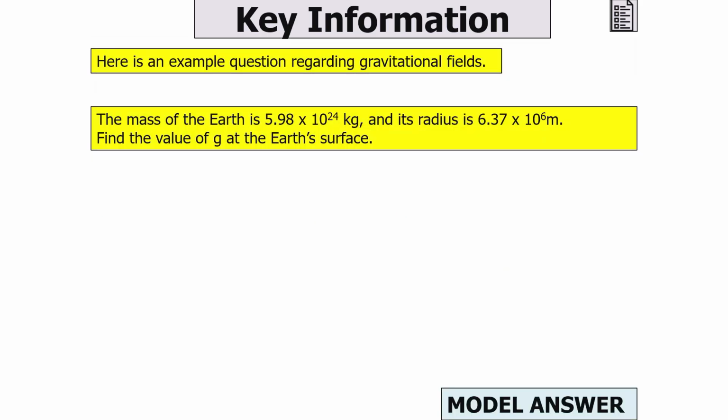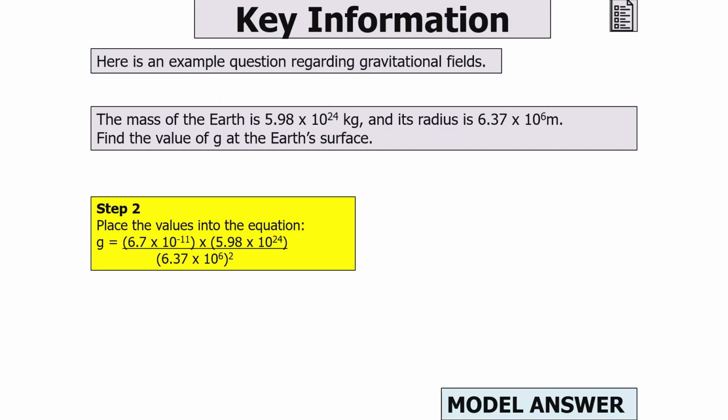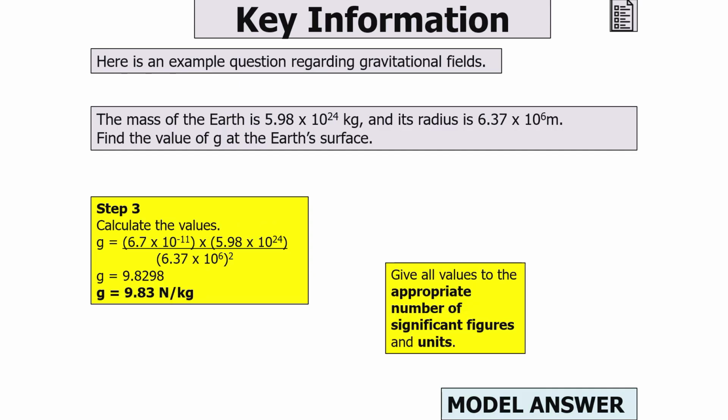So here's another example question. The mass of the Earth is 5.98 times 10 to the 24 kilograms, and its radius is 6.37 times 10 to the 6 metres. Find the value of g at the surface of the Earth. Well, the first step is to write out the equation g equals big G big M over r squared. We place our values in, so g is equal to 6.7 times 10 to the minus 11 times 5.98 times 10 to the 24, over 6.37 times 10 to the 6, squared. This will calculate out to be 9.8298, but we always give our values to the appropriate number of significant figures and units. So g is equal to 9.83 newtons per kilogram.